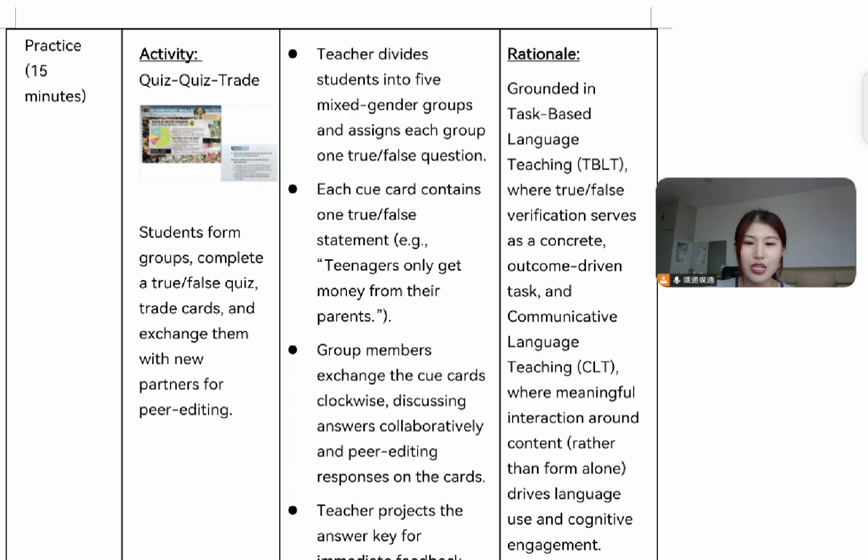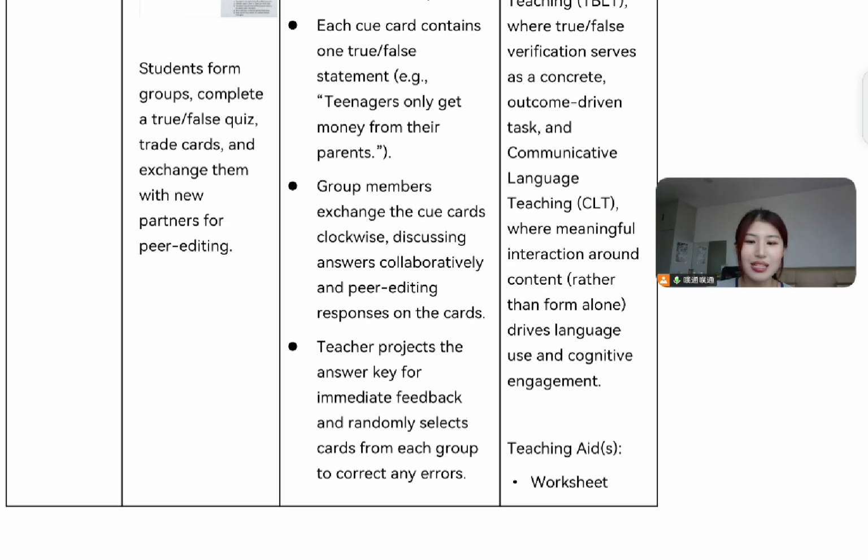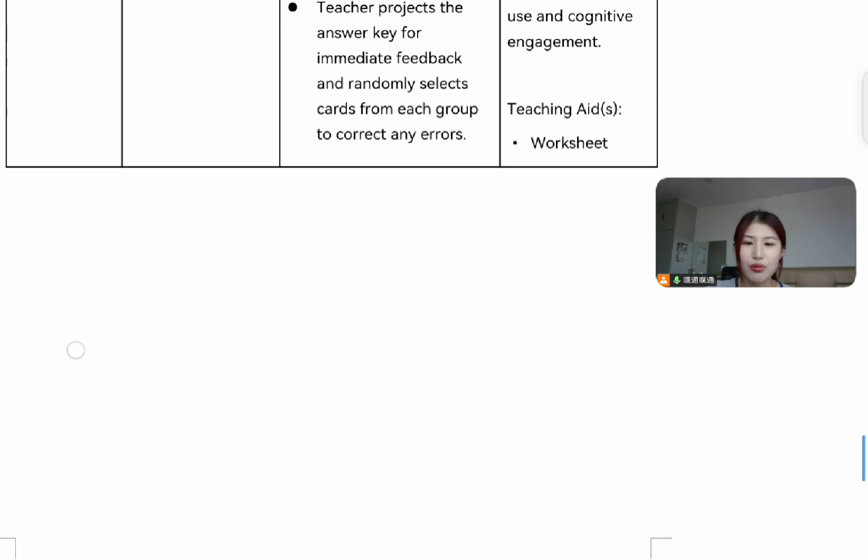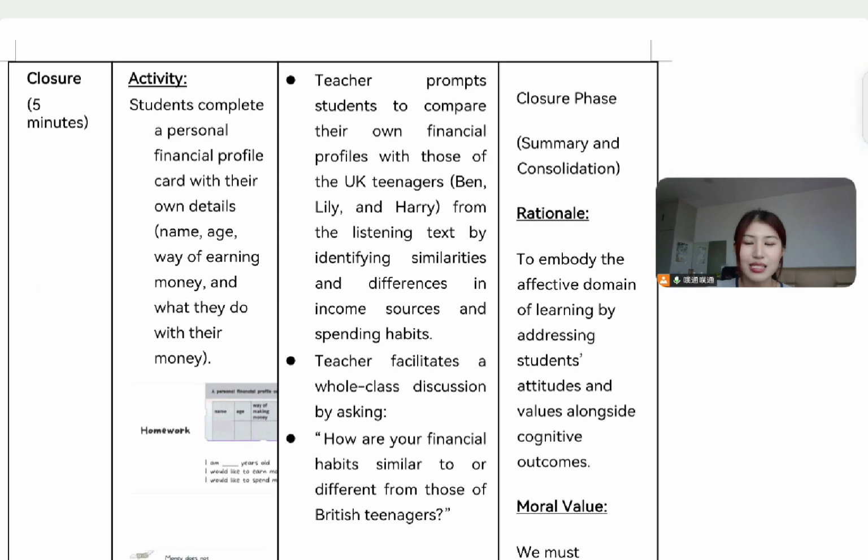This activity reflects the principle of task-based language teaching because students are required to complete a meaningful task with a clear outcome. At the same time, communicative language teaching is applied because students negotiate meaning through interaction and discussion. The teacher provides immediate feedback by displaying the answer key and discussing common misconceptions. Formative assessment takes place throughout the activity through teacher observation and peer correction.